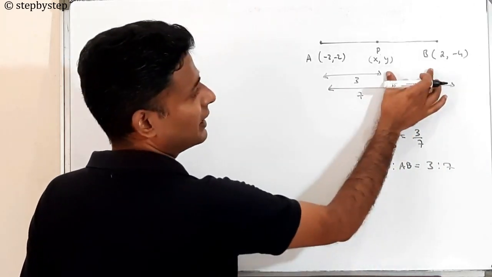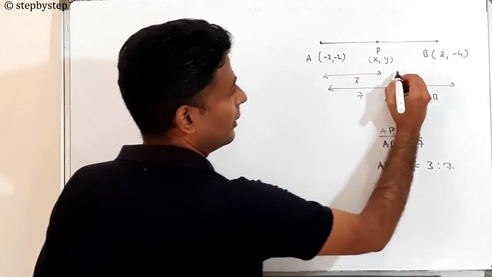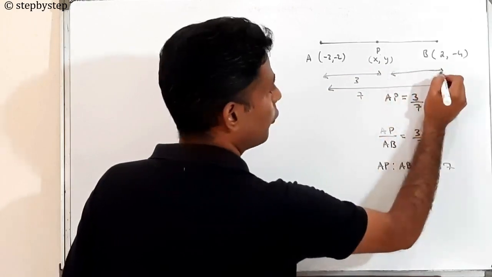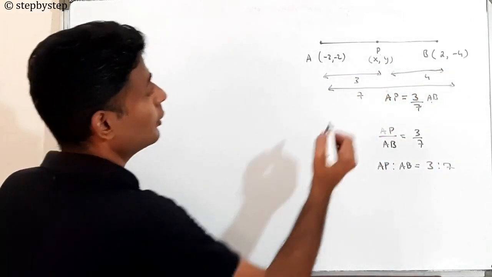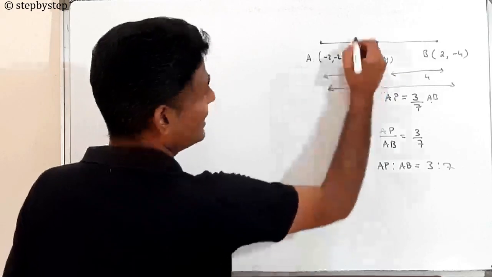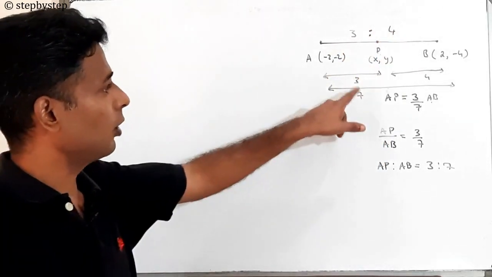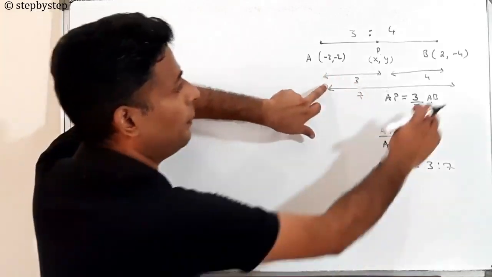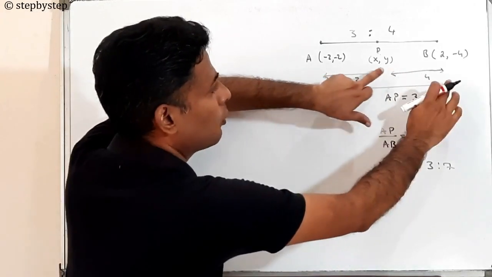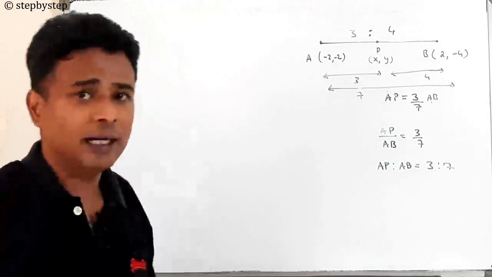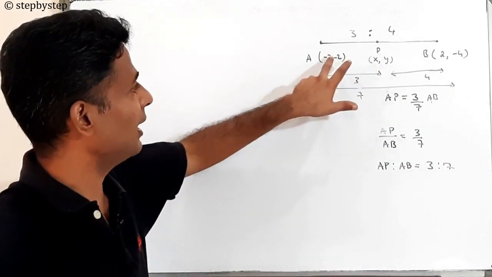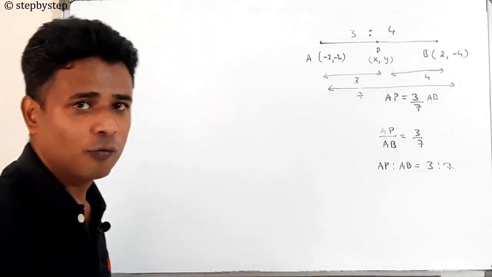So how much will be this? 7 minus 3. So this will become 4 parts, right? So what is the ratio? P divides 3:4. I hope you guys have understood how we got this. AP is to AB is 7, this is 7, this is 3. So what is remaining? 7 minus 3, that is 4. So the ratio in which P divides this line is 3:4.